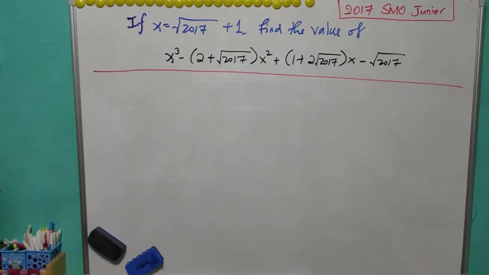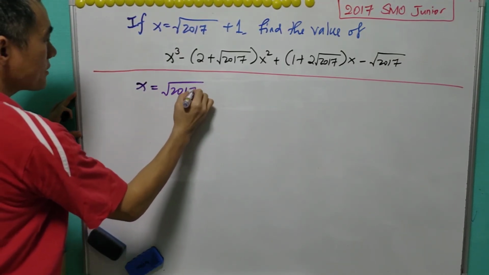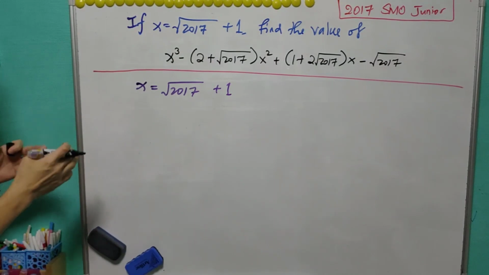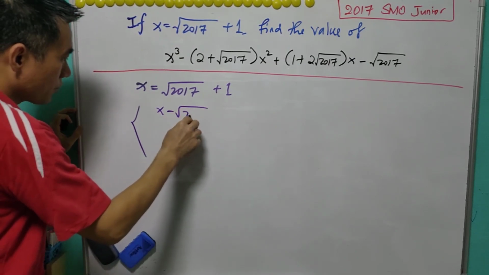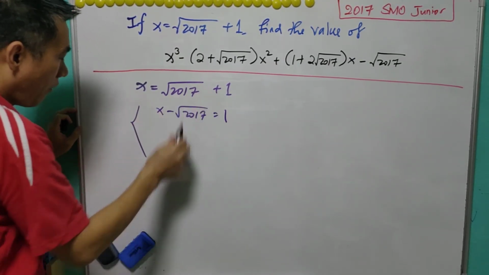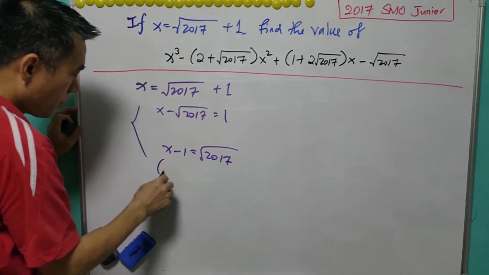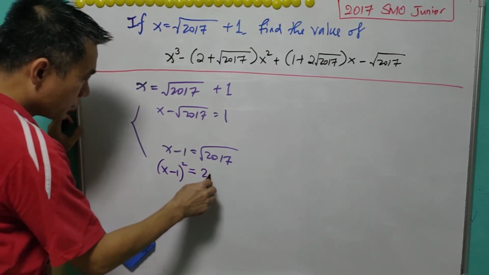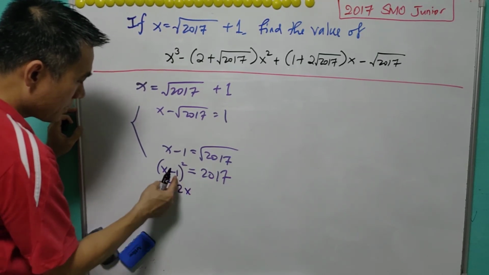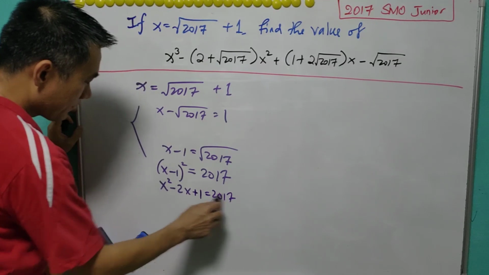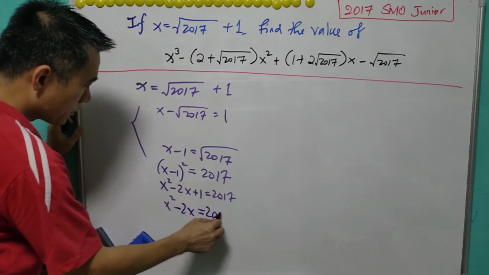What we should do now is to look at this. x equals square root of 2017 plus 1. We can have two important pieces of information, that is x minus square root 2017 equals 1, or x minus 1 equals square root of 2017, which will give us (x minus 1) squared equals 2017. Expand this, it will be x squared minus 2x plus 1 equals 2017. And this finally gives us x squared minus 2x equals 2016.